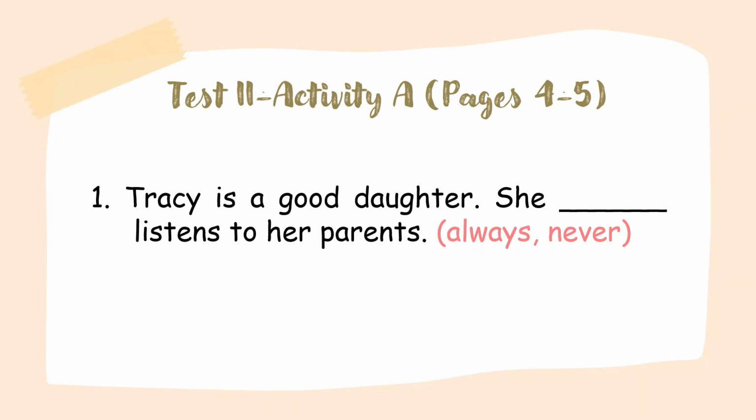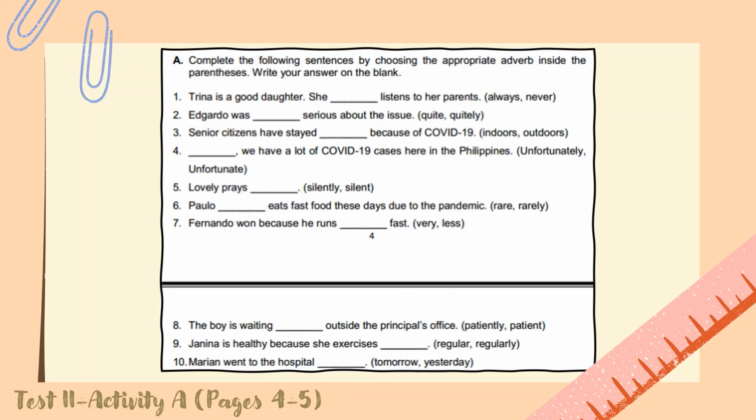Number 1. Tracy is a good daughter. She blank listens to her parents. Which do you think is the correct answer? Is it always or never? The correct answer is always. Very good. Since Tracy is a good daughter, she always listens to her parents. At this point, try to answer the succeeding items on your own.